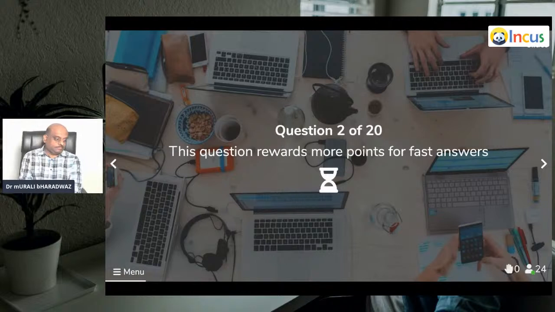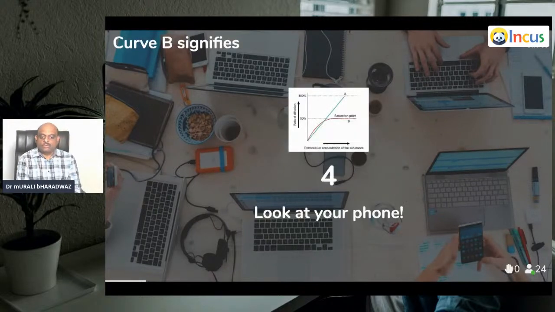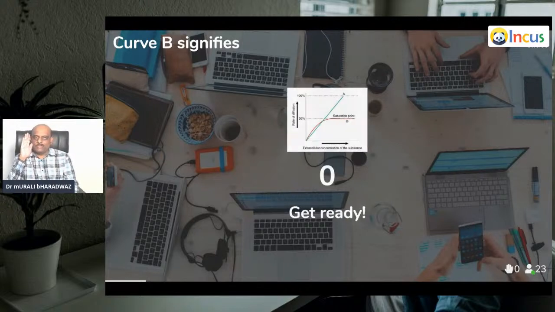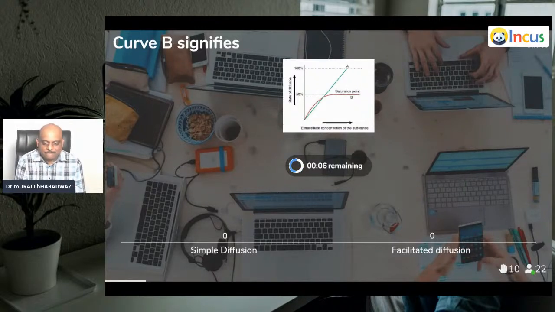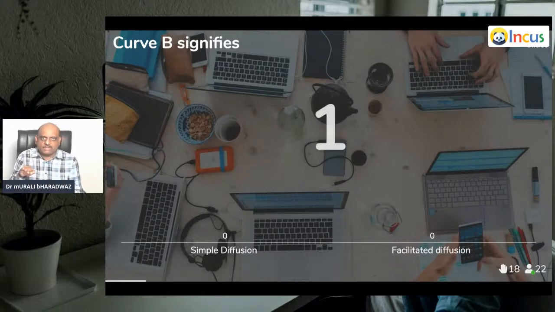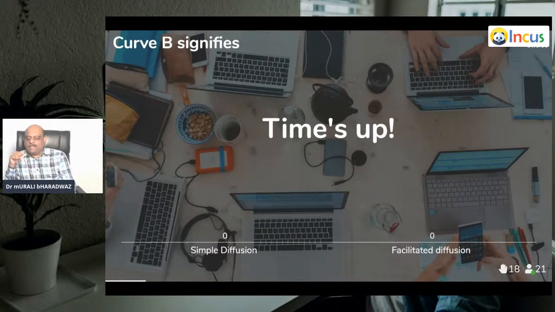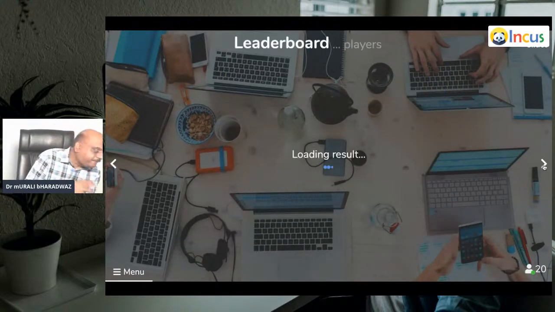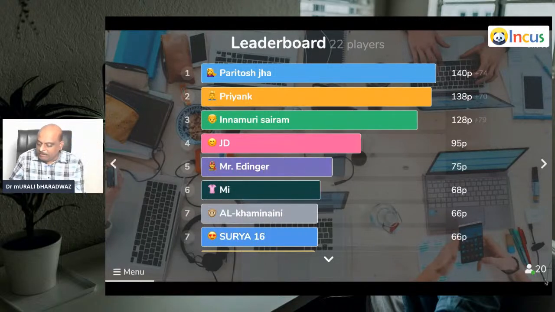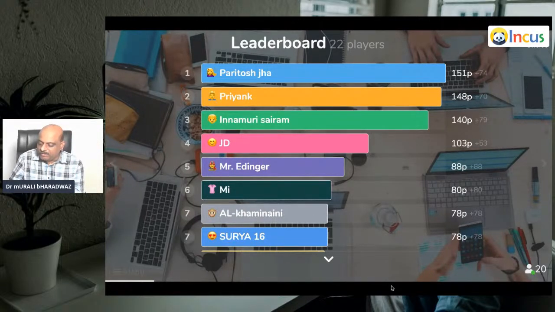Question number 2. Once more, look at your smartphone, expand the image. There are 2 curves, curve A, curve B. On the x-axis, you have the extracellular concentration of the substance. Curve B is a feature of facilitated diffusion is what you need to remember. Very good.